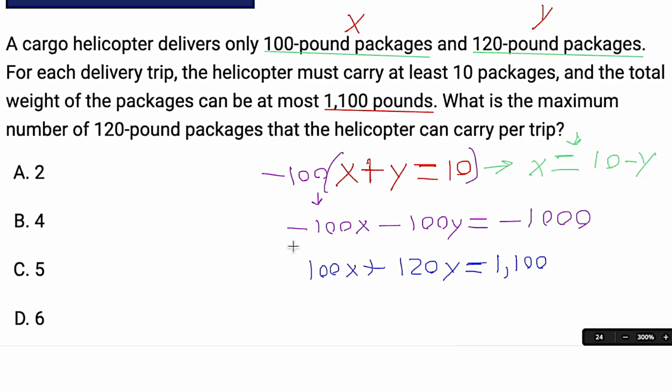Then we add our two equations together. Like I said, negative 100x plus 100x cancels out. That's exactly what we wanted. We have negative 100y and 120y, so we have 20y left over. 1100 minus 1000 is 100. Divide by 20, and y equals 5.